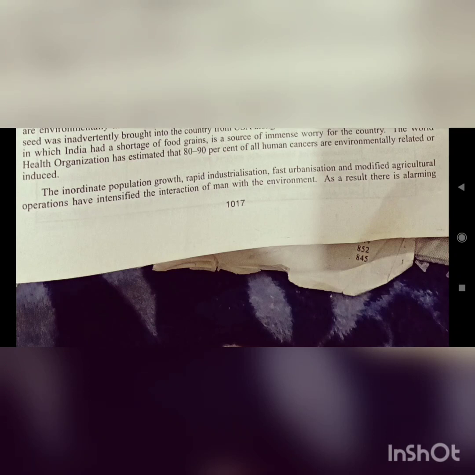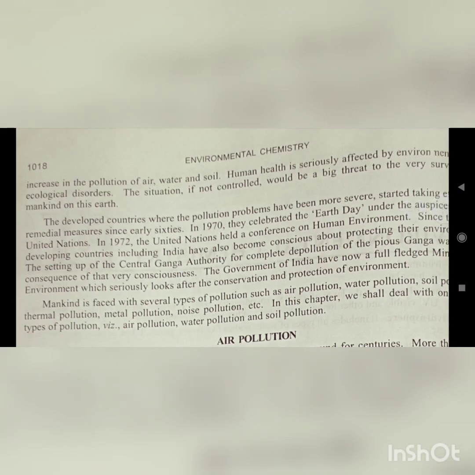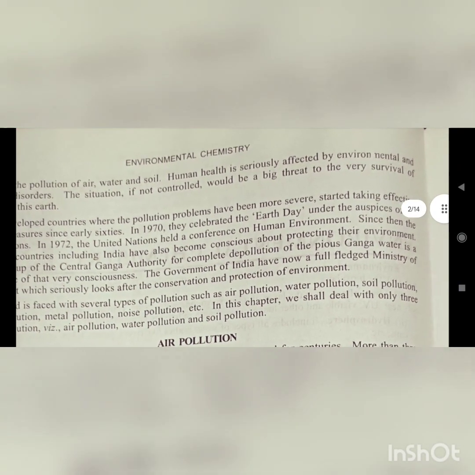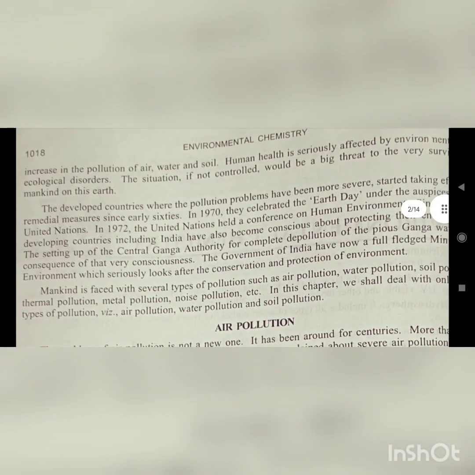The inordinate population growth, rapid industrialization, fast urbanization, and modified agricultural operations have intensified the interaction of man with the environment. As a result, there is an alarming increase in the pollution of air, water, and soil. Human health is seriously affected by environmental and ecological disorders. The situation, if not controlled, would be a great threat to the very survival of mankind on this earth.